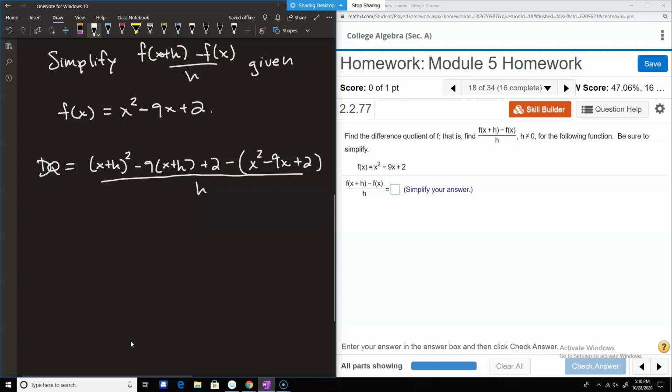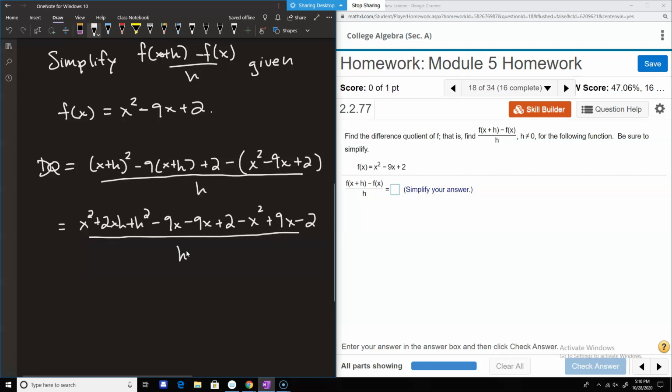A couple of things. One thing is to expand x plus h squared. Remember that's x plus h times x plus h, so you need to FOIL that out. That comes out to x squared plus 2xh plus h squared. Then we distribute the minus 9. That becomes a minus 9x and a minus 9h. Then we have a plus 2. And then we also distribute the negative sign, so we have a minus x squared, a plus 9x, and a minus 2. And then all of this is being divided by h.